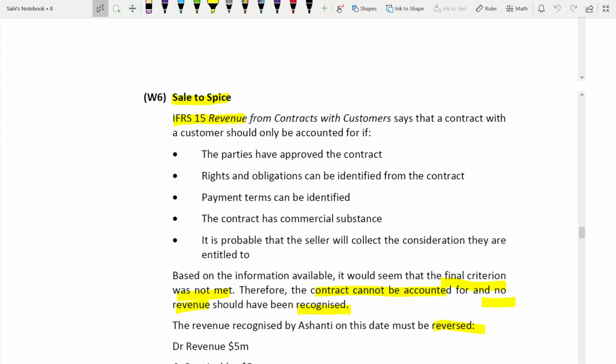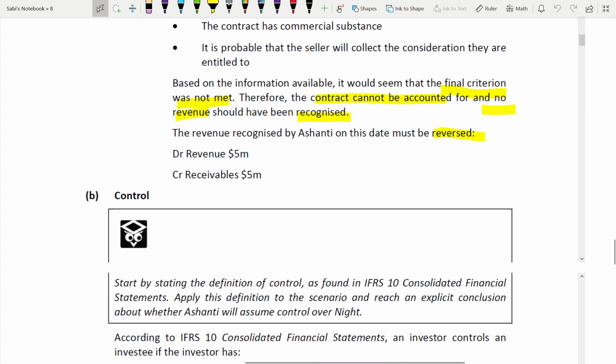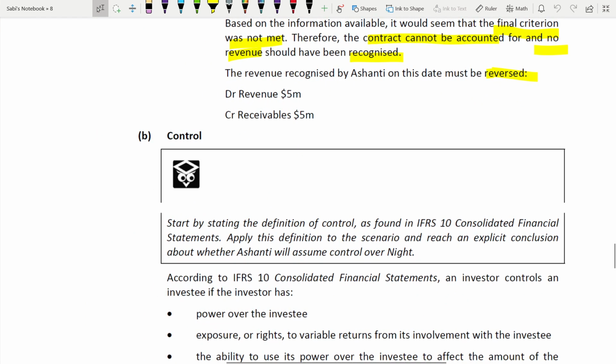Parties have approved the contract, yes. Rights and obligations, yes, we know. Payment terms, yes, 5 million. Contract has commercial substance, yes. And it is probable the seller will collect the consideration? No, they told us it is improbable that they are going to receive it. So the last condition is not met, therefore revenue should not be recognized. And if it is recognized, reverse the revenue. That's it. Now coming to part B.